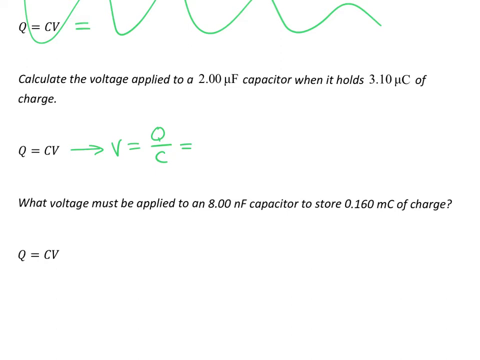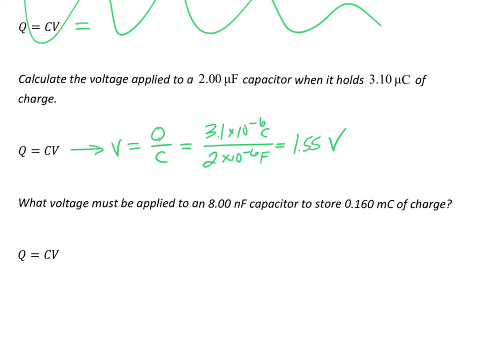All right, so the charge was 3.1 times 10 to the minus 6 over 2 times 10 to the minus 6. And so we just get 1.55 volts out of that. So as long as things are in coulombs, all right, and I'm sorry, capacitance isn't coulombs, capacitance is farads.